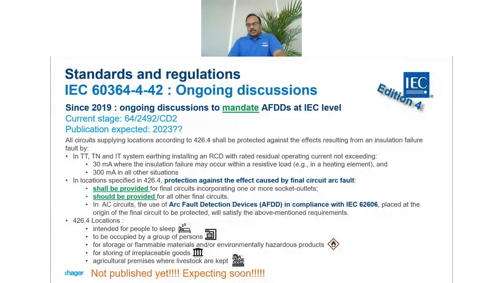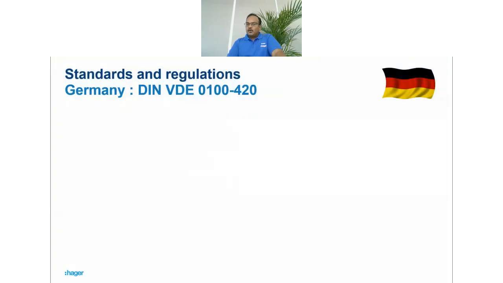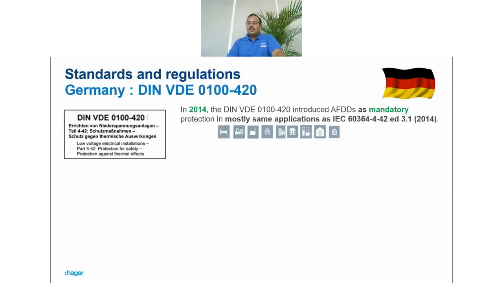But we just saw the super IEC level. What we also have to see is the regional standards and regulations. I'm just taking a few examples. Of course, we all know in the Middle East, it is not implemented regionally, so I cannot have a slide to say anything. But if you look at Germany, for example, when the 2014 IEC was introduced, at that time itself, Germany said AFDD is mandatory in all these applications. So they immediately followed the recommended IEC installation standard and made it mandatory in Germany.